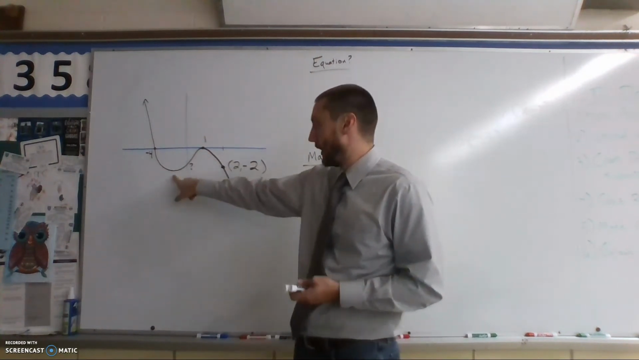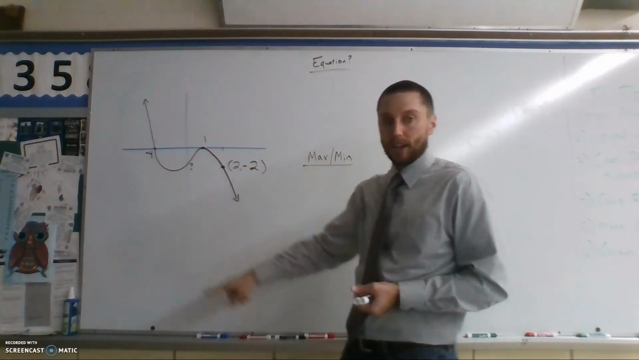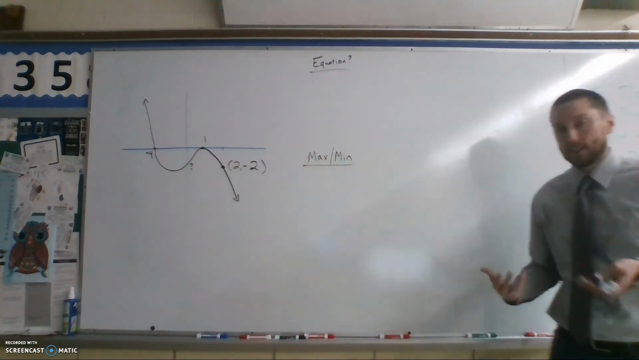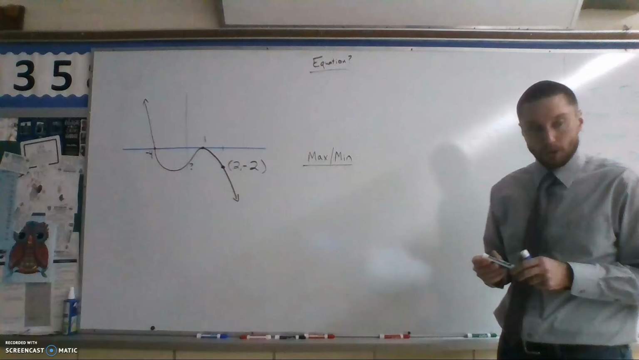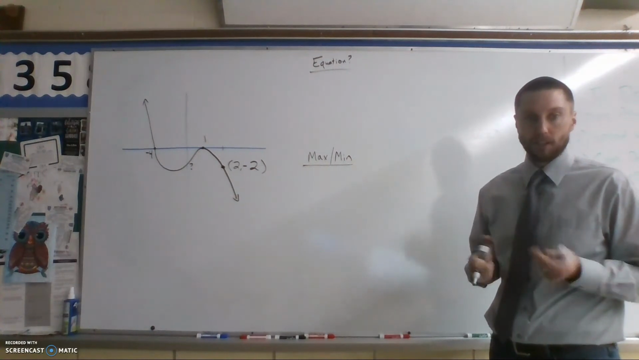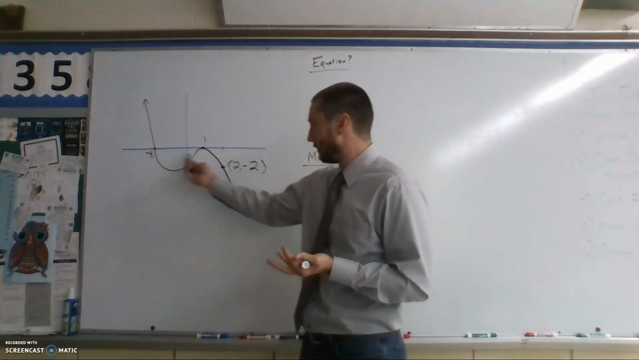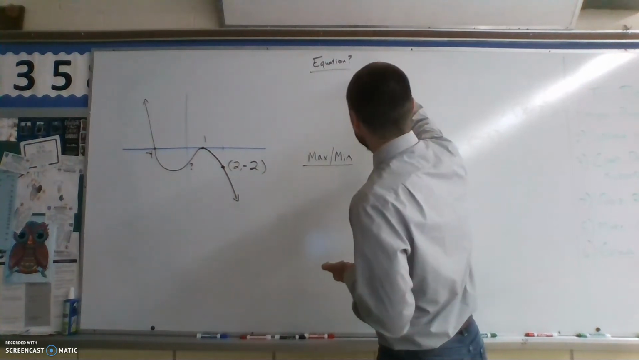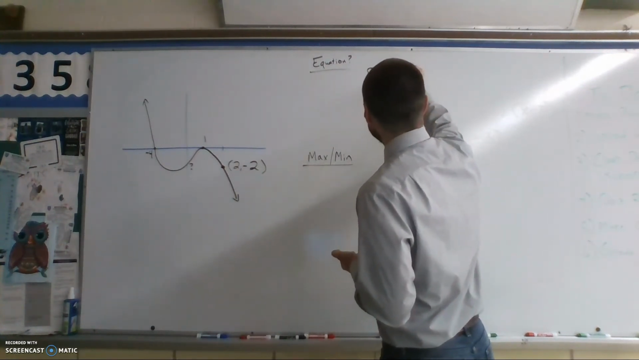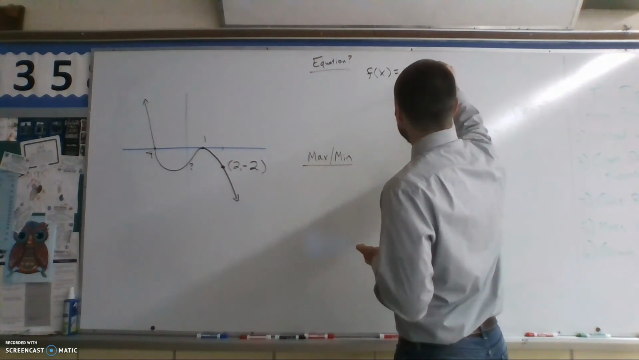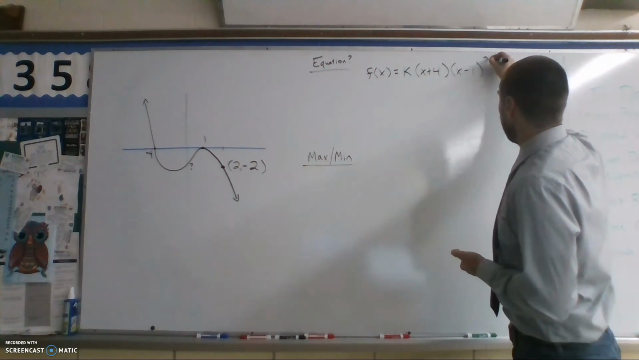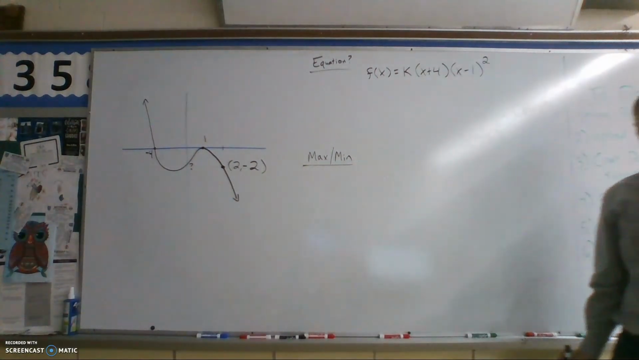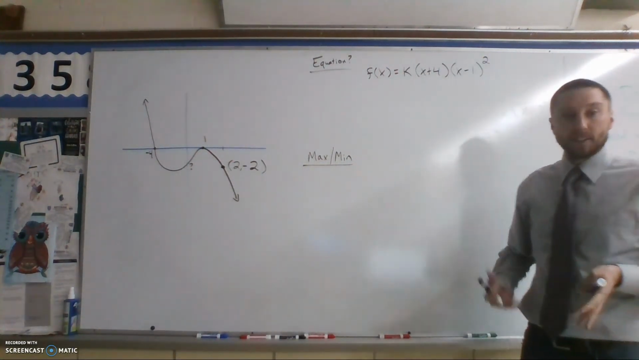I can see this one, I think I know, is a maximum at the coordinate (1, 0), but I don't know what this minimum is, and I don't have a good way of finding that unless I have an equation first. So start with the equation. Remember, my process is to figure out my x-intercepts: -4 and 1. Turn those into factors: x plus 4, and then x minus 1, and it's a hit and run, so that's going to be squared.